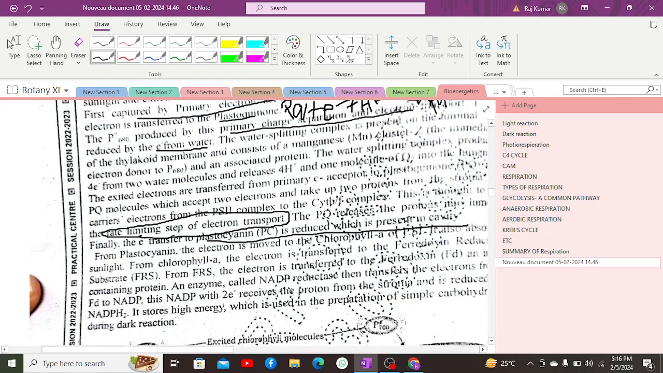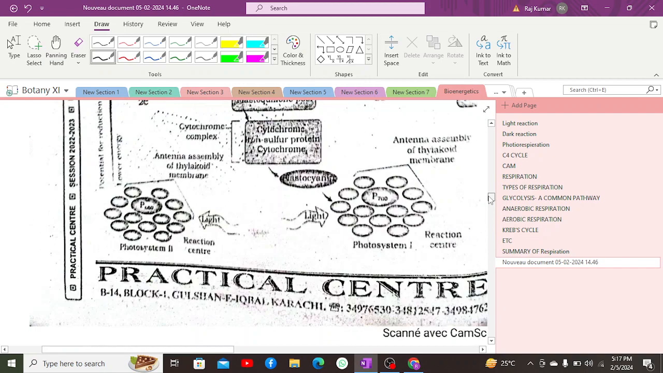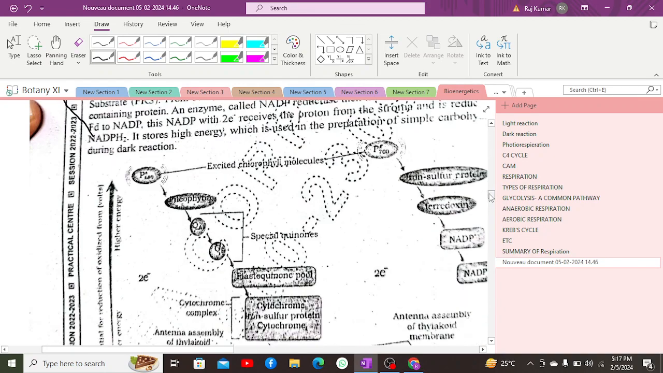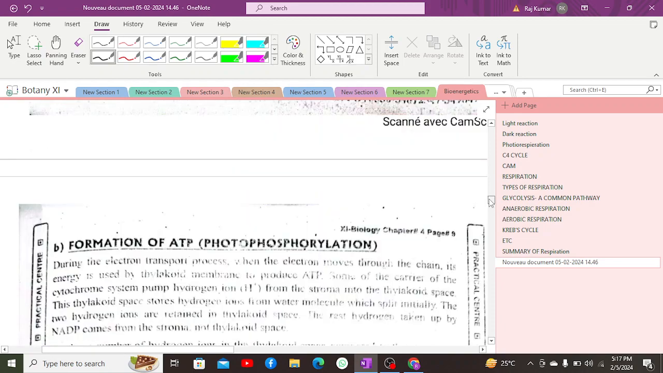So now NADPH2 is considered as a reducing power because it has proton with it. It has reducing power, whereas ATP is considered as the assimilating power because it has the power to make something absorb. So in this case, it is assimilating power and reducing power. It stores high energy, which is used in the preparation of simple carbohydrate during dark reaction.